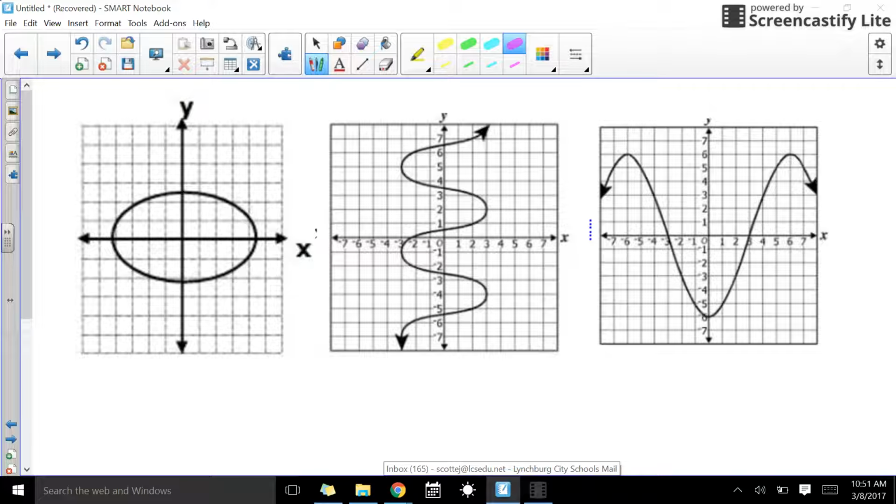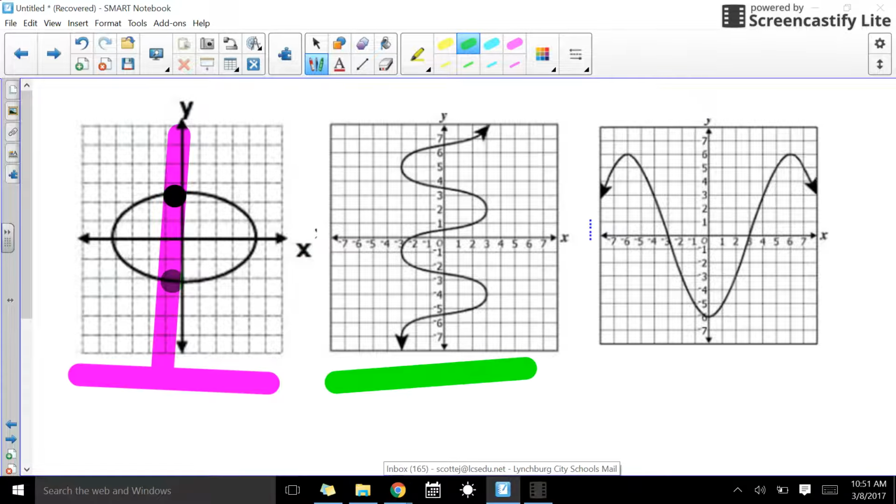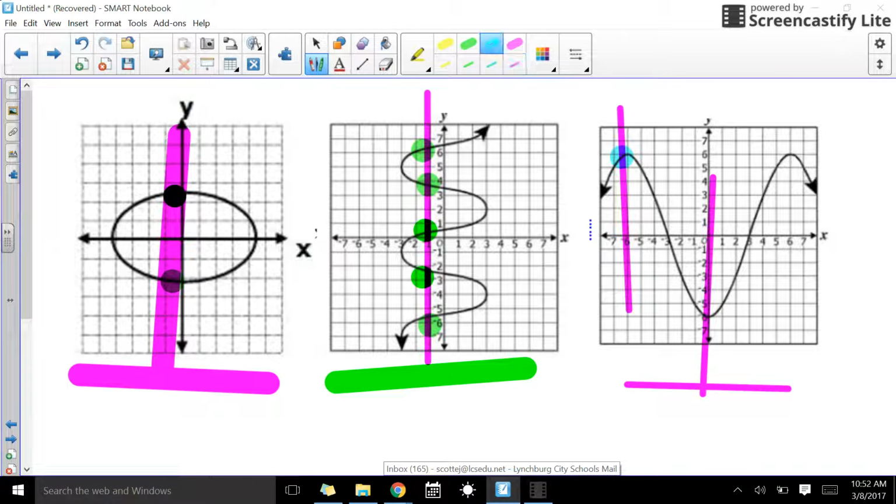Okay, let's look at this one right here. Is this a function? No, because it touches my pencil, pretend that's my pencil, here and here. All right, now we're here. Is this a function? No, because it touches my pencil here, here, here, here, and here. Let's look at this one. Is this a function? Okay, well, it only touches my pencil once right here. If I come here, it's only touching my pencil once. So yes, this can be a function.